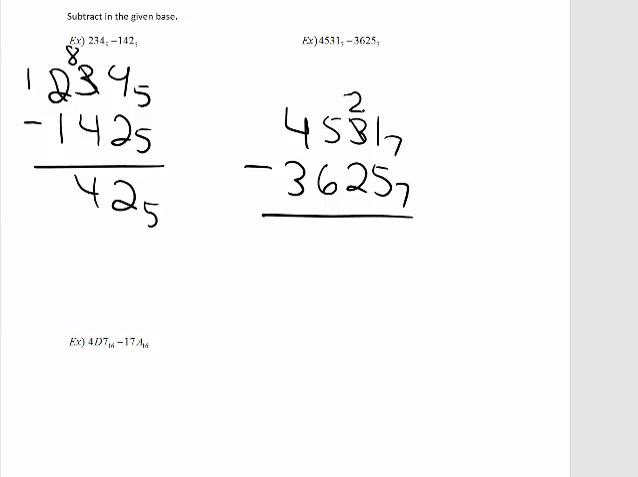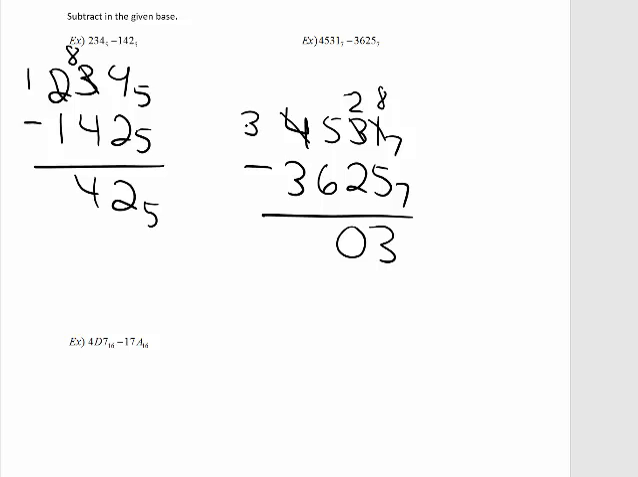Remember, I'm in base 7, so I'm going to add 7 to the 1. And 1 plus 7 is 8. 8 minus 5 is 3. 2 minus 2 is 0. 5 minus 6 I cannot do, so I'm going to borrow from the 4. Change the 4 to a 3.